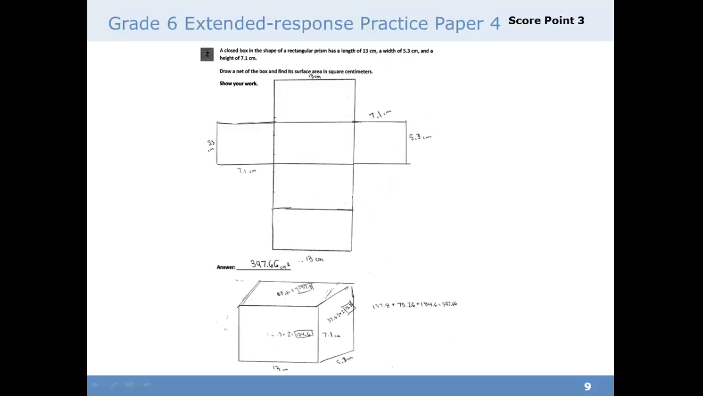Practice paper 4 receives a score point of 3. This response answers the question correctly and demonstrates a thorough understanding of the mathematical concepts. A complete net is drawn and accurately labeled. The areas are shown on a 3-dimensional box with labeled sides indicating the values used to determine the areas. These areas are multiplied by 2 and then added, resulting in the correct answer.